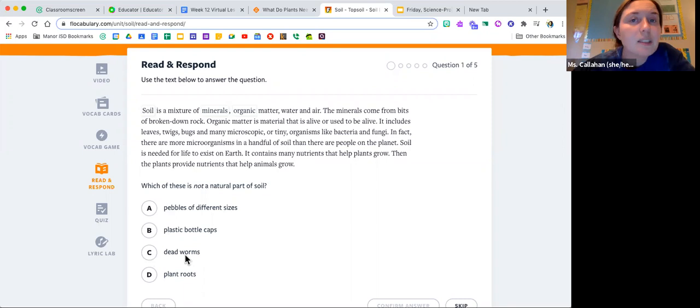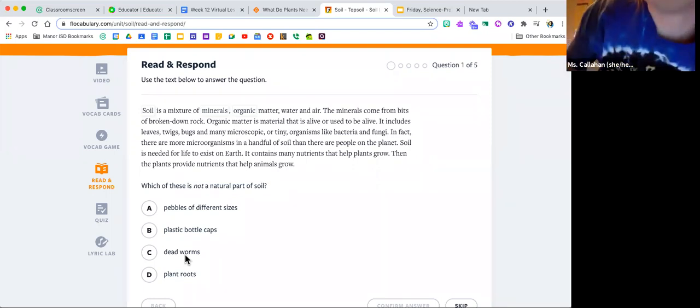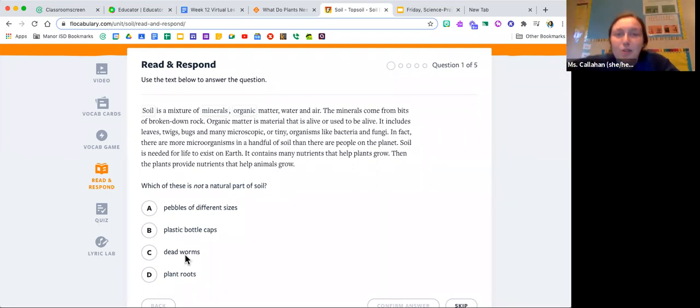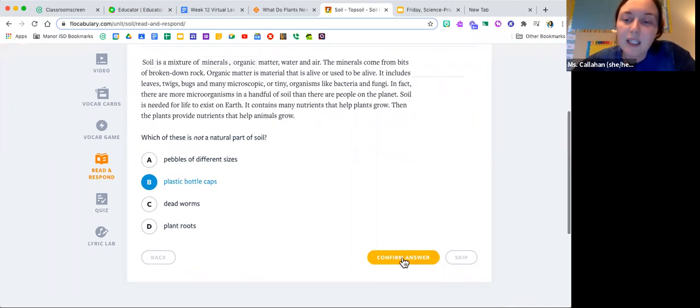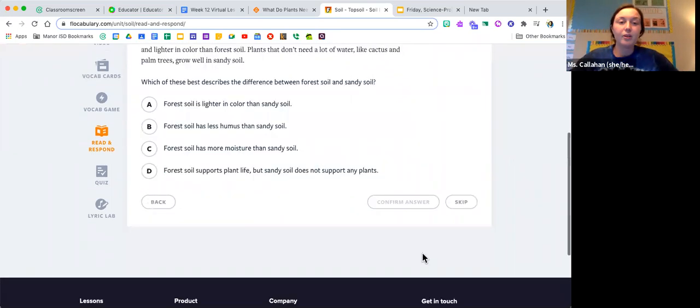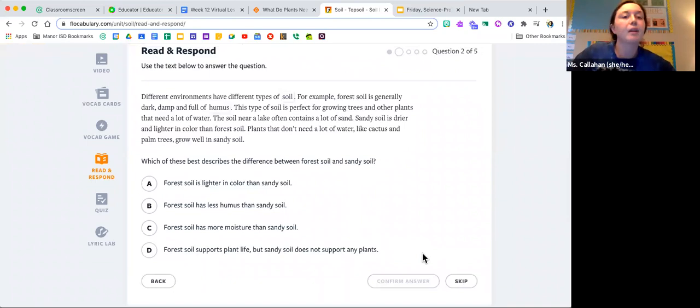C, dead worms. Yes, worms are a part of nature. We would find them in the soil naturally. That is definitely, sorry, I had to rearrange the way that I was sitting. That is definitely something we would find in soil naturally. Then plant roots. Absolutely, we would find plant roots in soil naturally. So our correct answer choice is B. Here we go. Let's go to the next one.